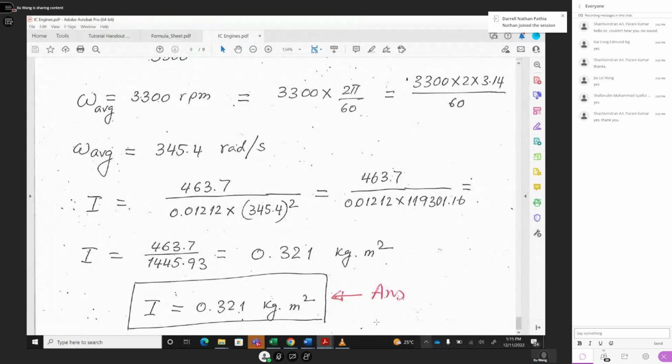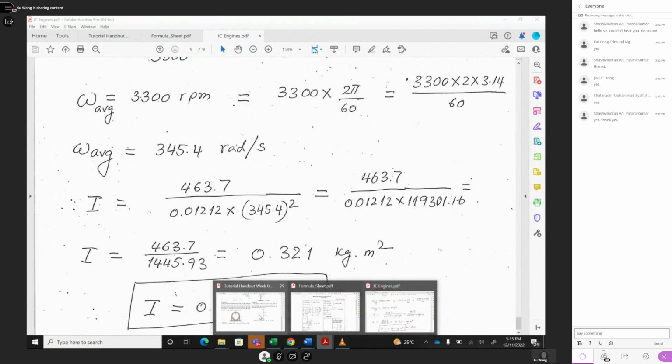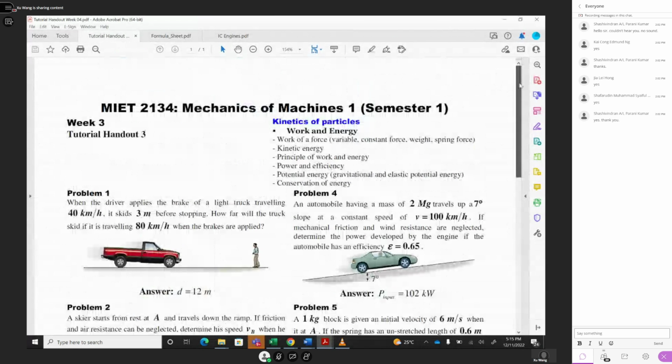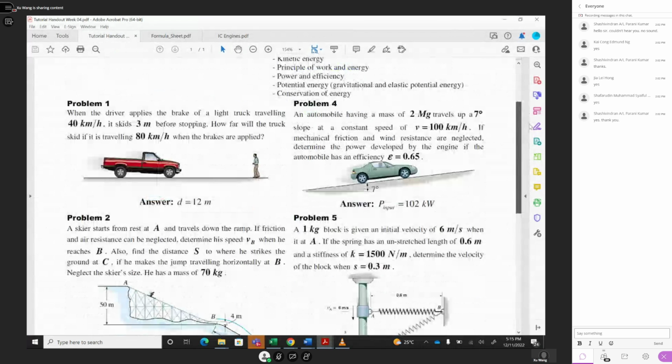Then we go to week 4. Okay, week 4 questions, because we don't have time for workshop 1. We read this question. Question 1: when the driver applied the brake of a light truck traveling 40 kilometers per hour, and you convert to SI units, 1,000 divided by 3,600. Okay, and then it skids 3 meters before stopping.